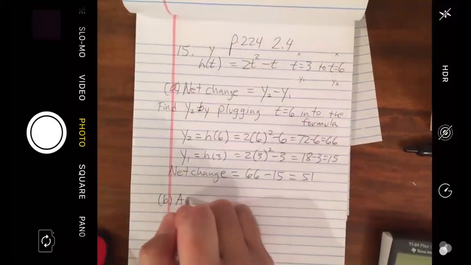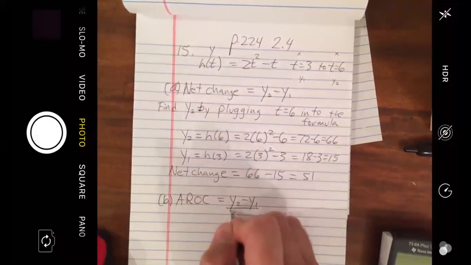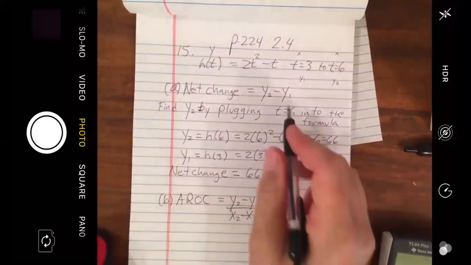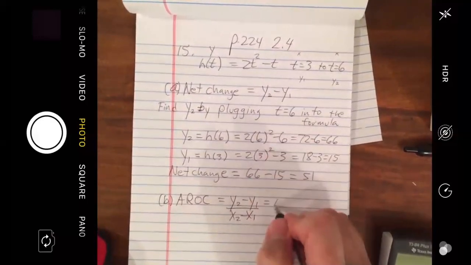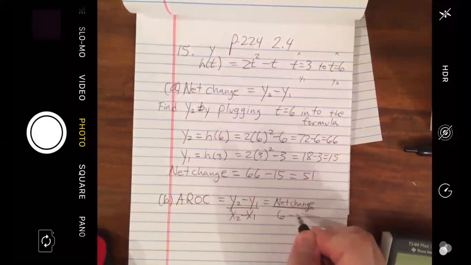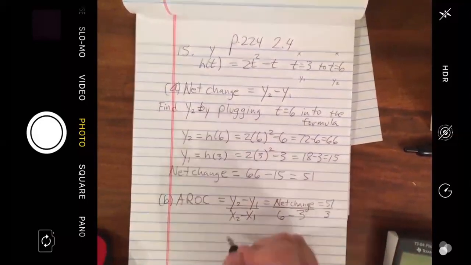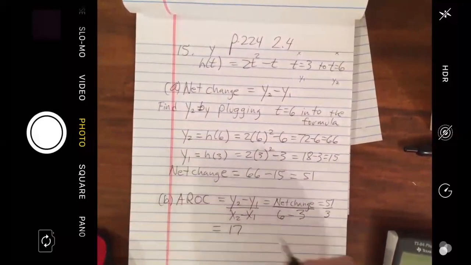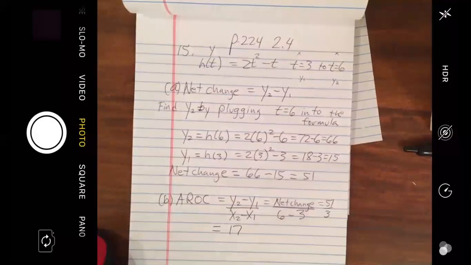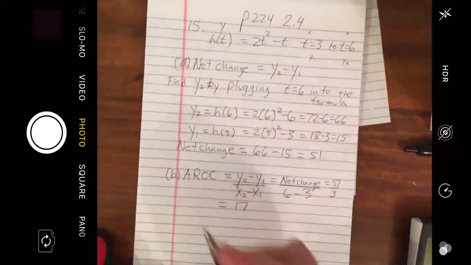My average rate of change, y2 minus y1 over x2 minus x1. I don't want to repeat all of this. This is basically my net change over 6 minus 3, which means I get 51 over 3. I think you'll find that divides out to 17. Maybe I should double check that. I believe 51 over 3 is 17, yeah. So basically net change is half of an average rate of change problem.